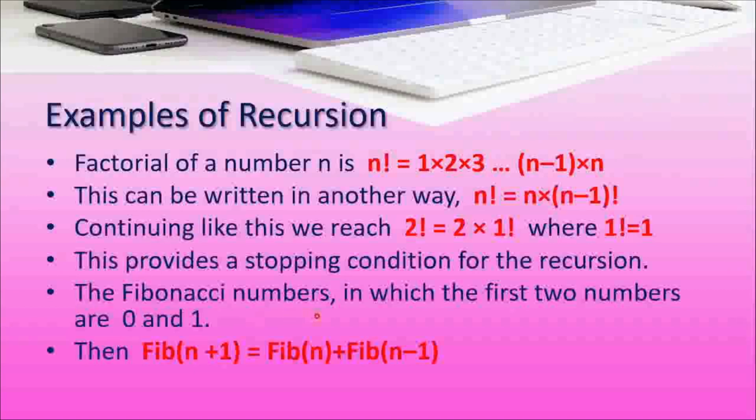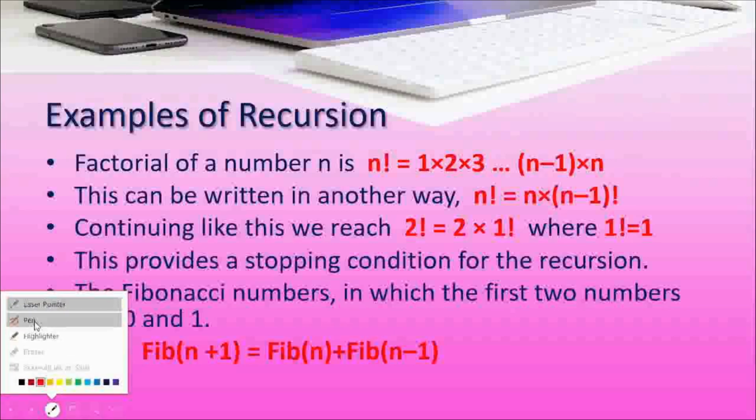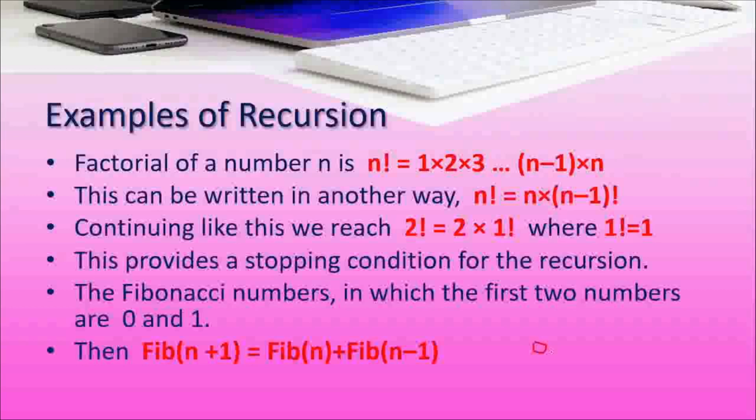Then another example is finding out the Fibonacci numbers. Fibonacci numbers, also known as the Fibonacci series, in which the first two numbers are 0 and 1. Then the third number is the sum of the previous two numbers. The fourth number is the sum of the previous two numbers. Likewise it goes on. So if you find out the Fibonacci series, the first value is 0, the second value is 1, then the third value is the sum of these two, 0 and 1. So it is again 1.